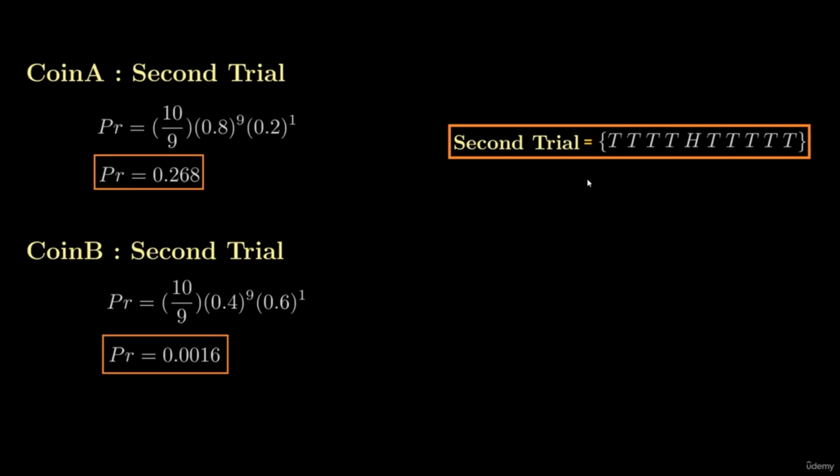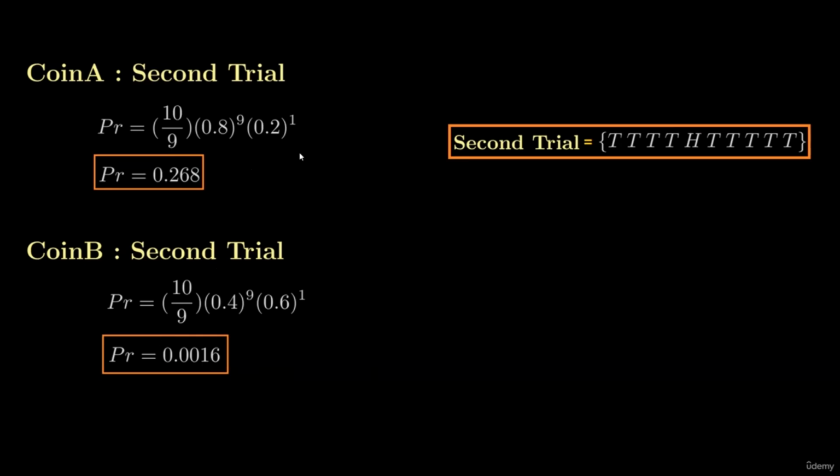Now it's time to start the second trial. This is our second trial, and we can see that here we have 9 tails and 1 head. So for the second trial, the probability of coin A becomes 0.268. Again, we are using the binomial theorem. We have 10 trials, out of which 9 are successful. That is, we are getting tail 9 times. Then 0.8 is the probability of success and 0.2 is the probability of a failure. So this is the probability of getting tail from coin A during the second trial. And similarly, this is the probability of getting tail from coin B during the second trial.